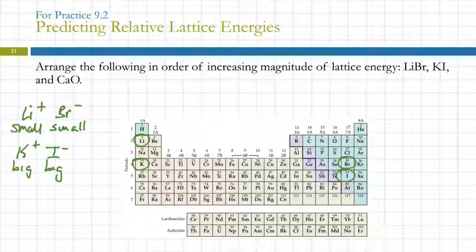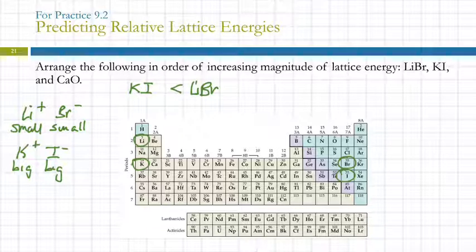So we've got 2 small ions compared to 2 big ions being attracted to each other. Which pair can get closer together? The small ones, right? These guys can get closer together. The attraction between them is larger. Their lattice energy is larger. So lithium bromide is not first in this list. Lithium bromide has a higher, larger, more negative lattice energy than potassium iodide.